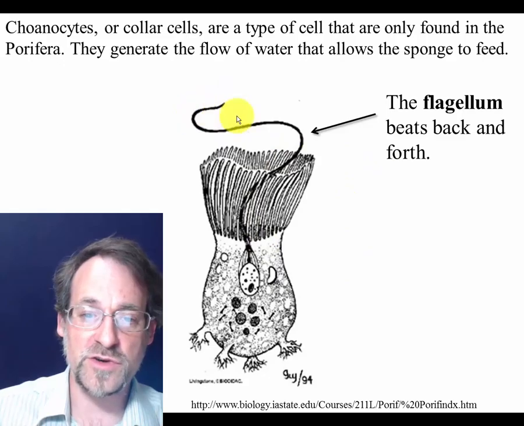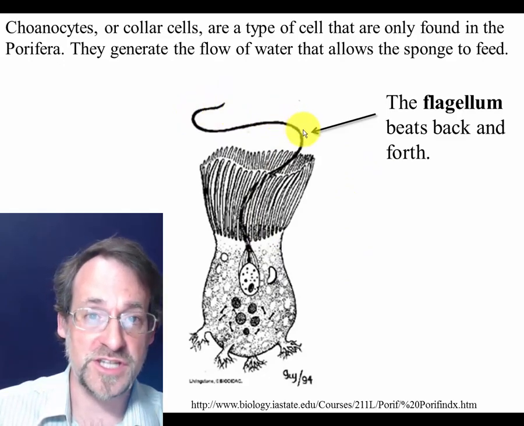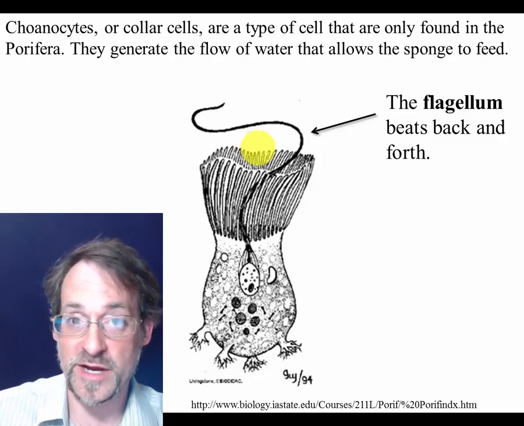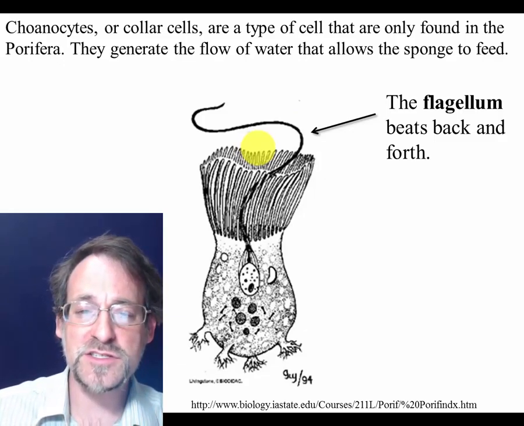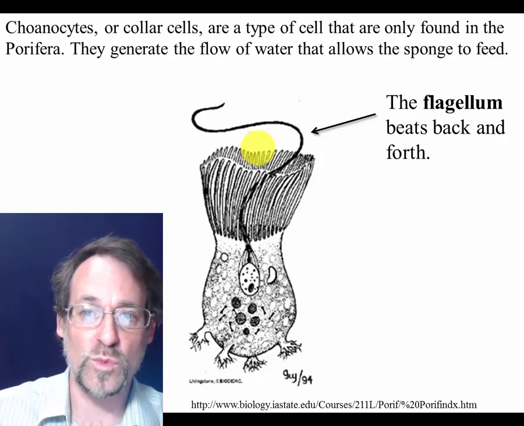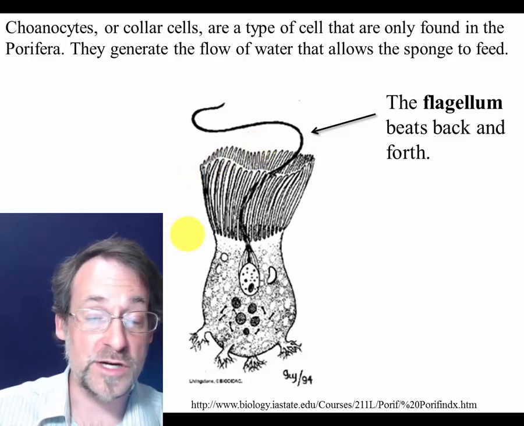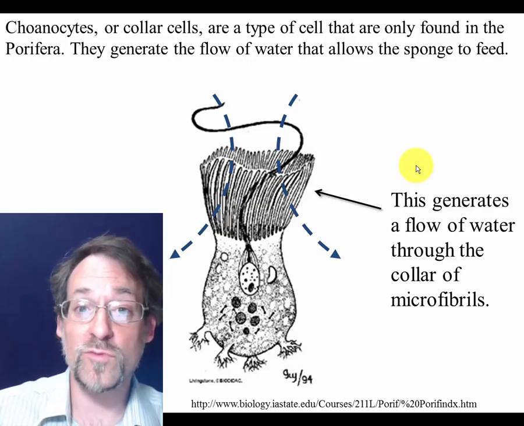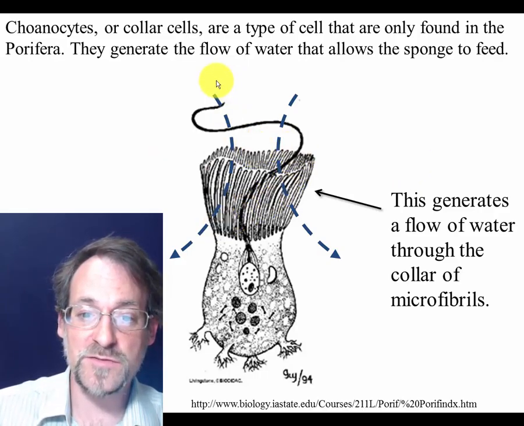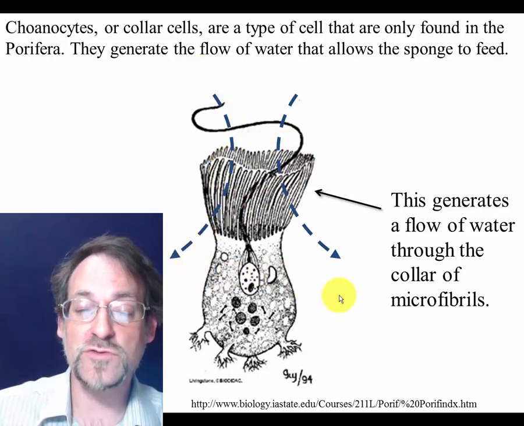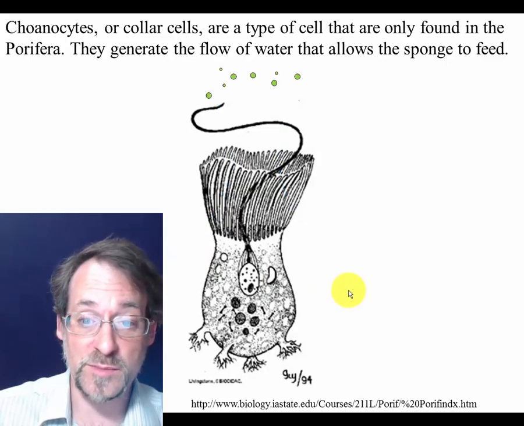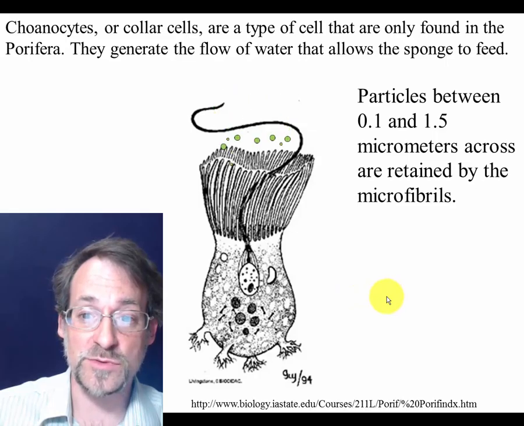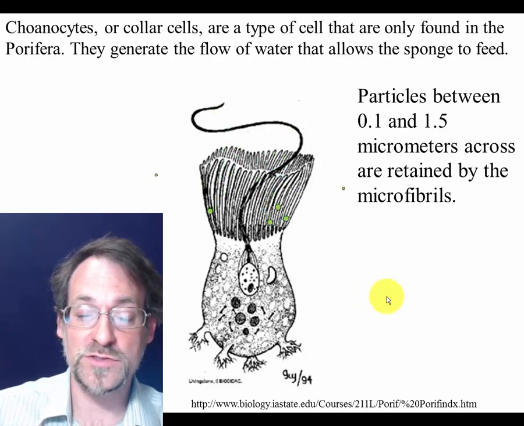This hair-like structure is called a flagellum. You're probably familiar with that term from some encounters with microbiology in the past. But this is a structure that kind of waves back and forth like a whip. And that's what its job is in the collar cells. That generates a flow of water. So as the flagellum moves back and forth, it drives water through the collar of microfibrils, and any particles that are caught in that water pass through those microfibrils.